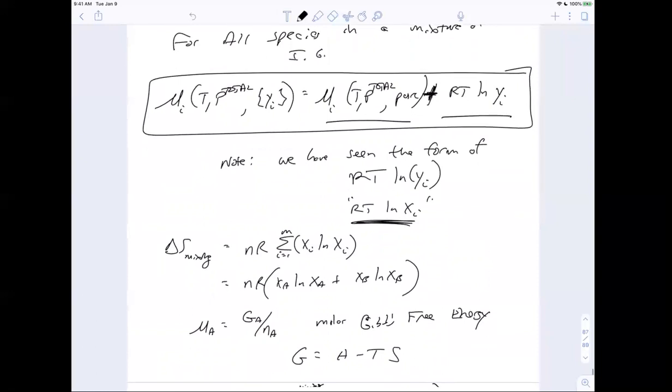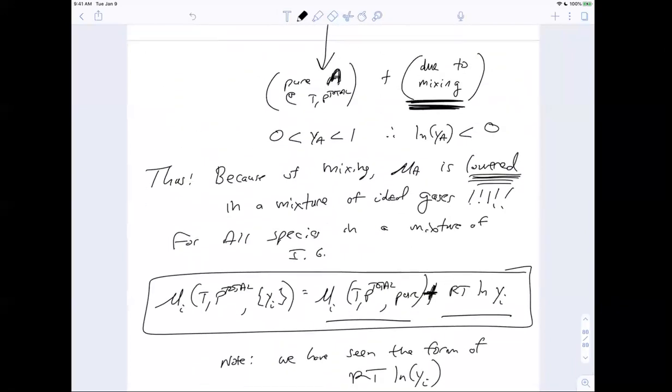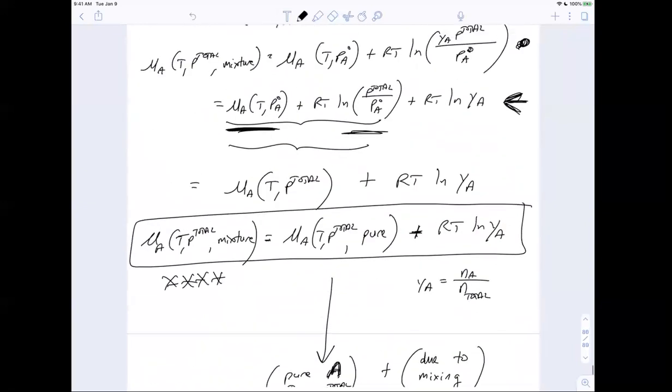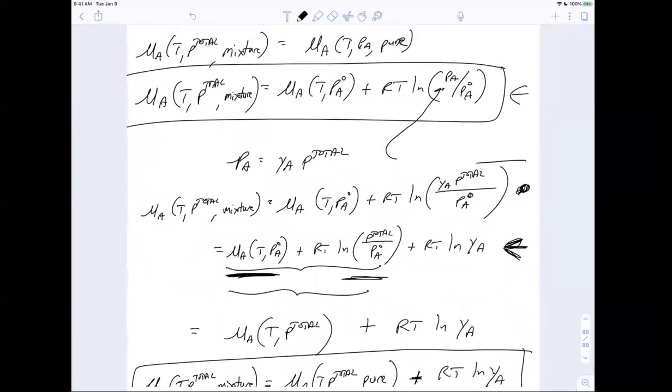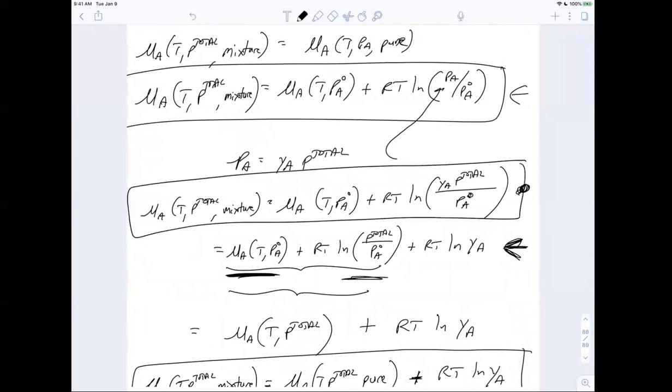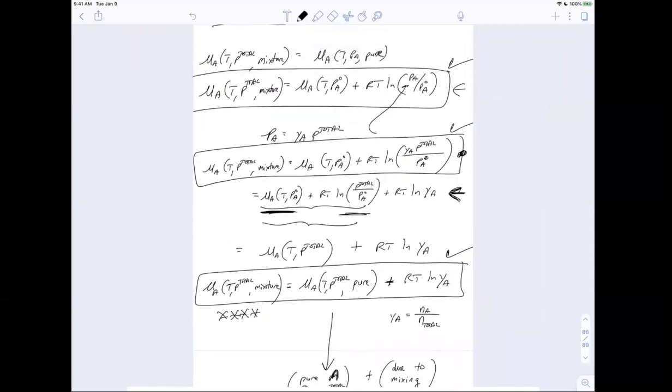Okay, no questions. All right. So let's keep that in mind. So we have this expression now and this expression right here. So we have this guy, and this guy. We have three expressions we could use to give us the chemical potential of A in a mixture. Any questions? I want to make sure everyone's got that.